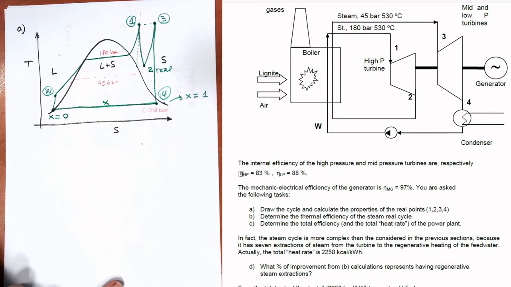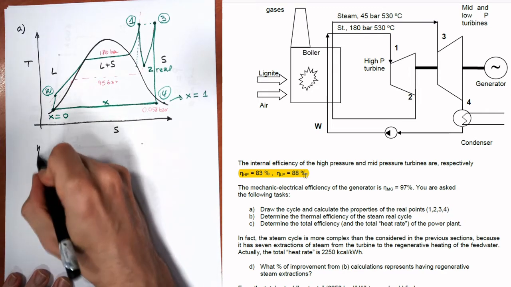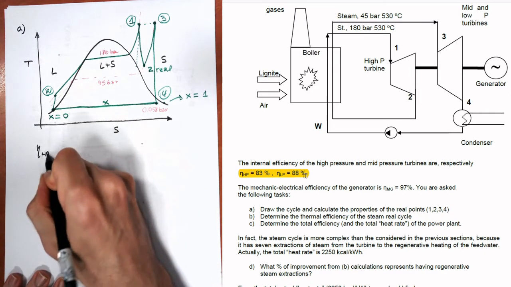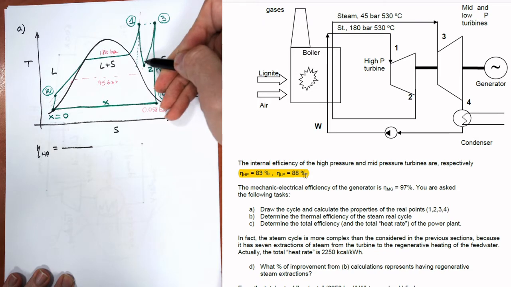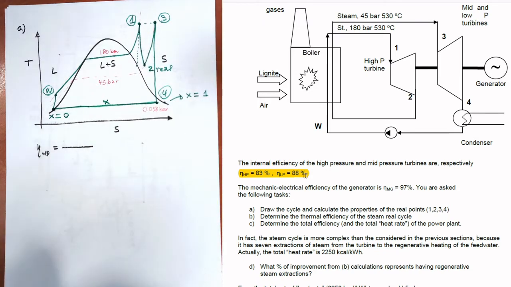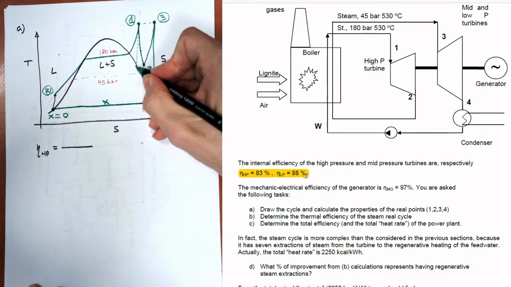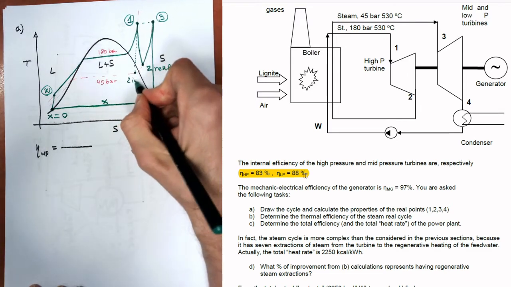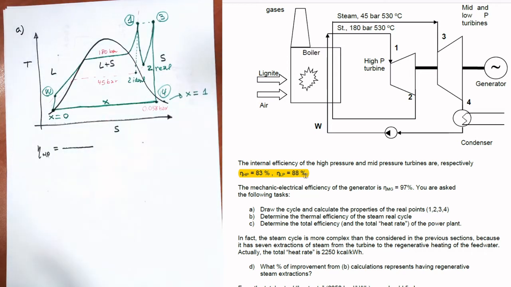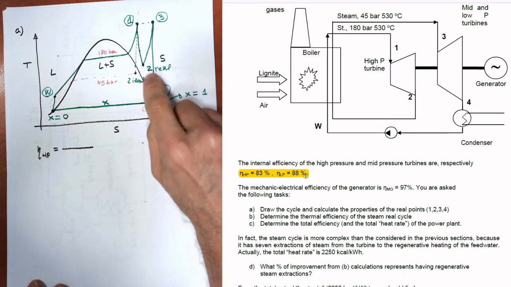It's good that we have the internal efficiencies of the two turbines, and we are going to use that because the internal efficiency of the high pressure turbine is the comparison of these two processes. This is 2 ideal and this is the number 2 real.